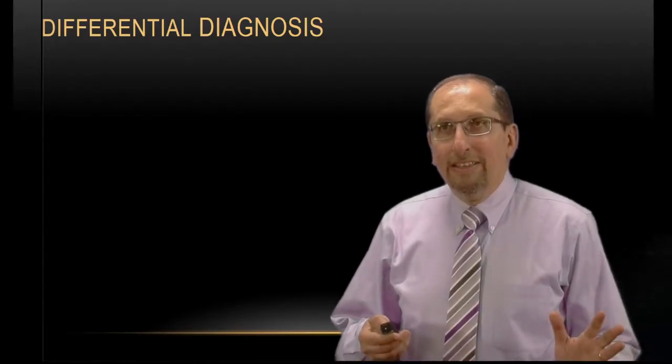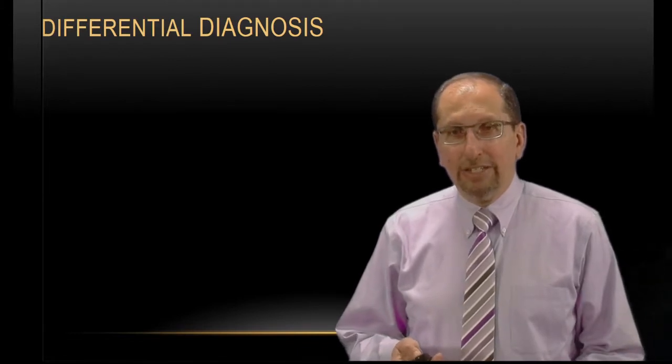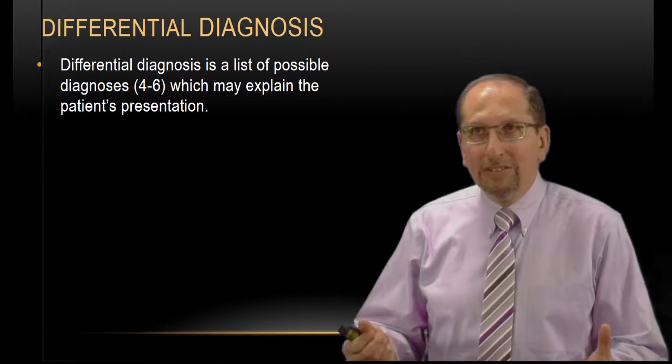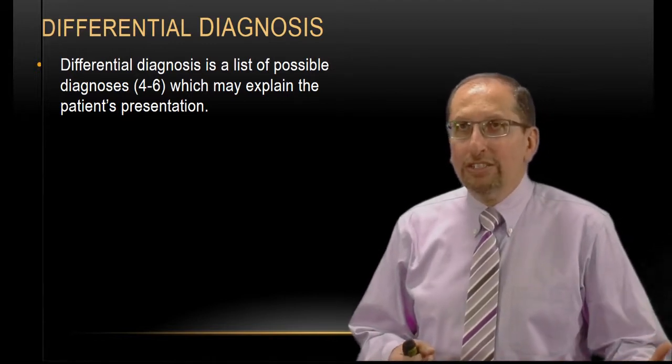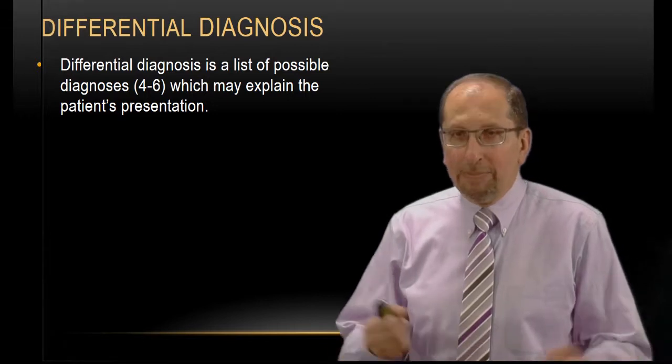So, back to the differential diagnosis. Let me remind you, what is the differential diagnosis? It's a list of possible diagnoses, usually kind of 4 to 6. Too long a differential diagnosis, too long a list, is not going to be helpful.